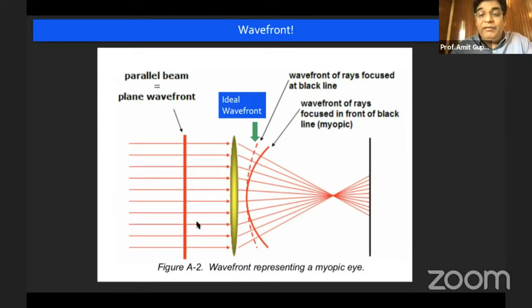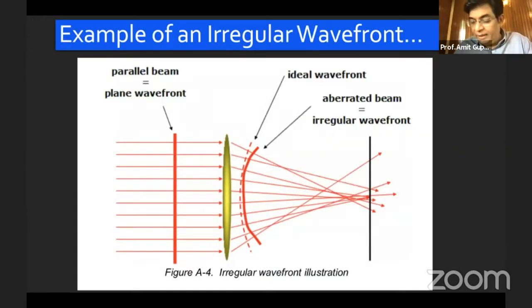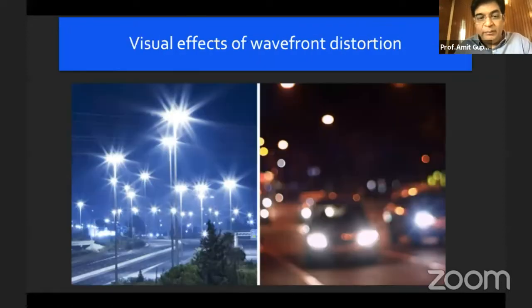This is the ideal wavefront, which is the dashed line which would make the beam focus, and we have the dark line which tells us the real wavefront. The difference in microns is what we measure, and what we call the wavefront aberration or wavefront error. This is an example of an irregular wavefront. The beams of light are going crisscross. So of course the patient is going to have symptoms.